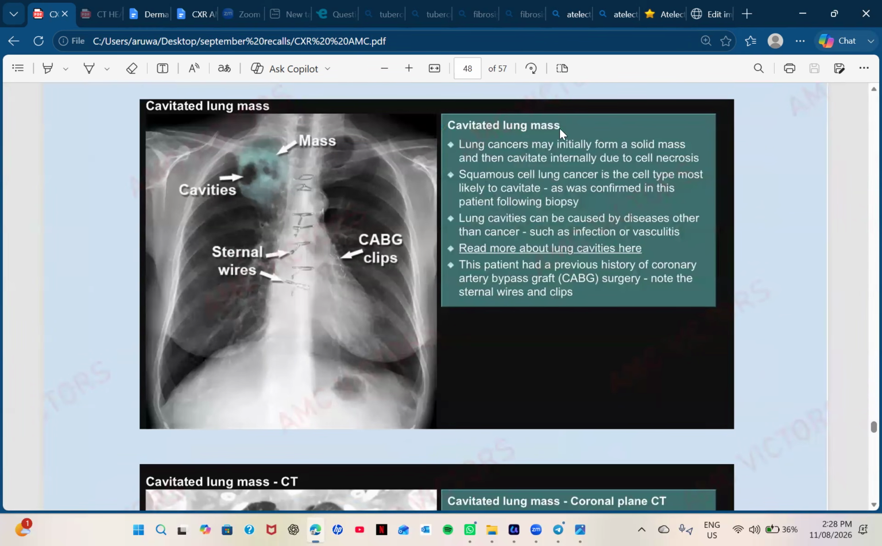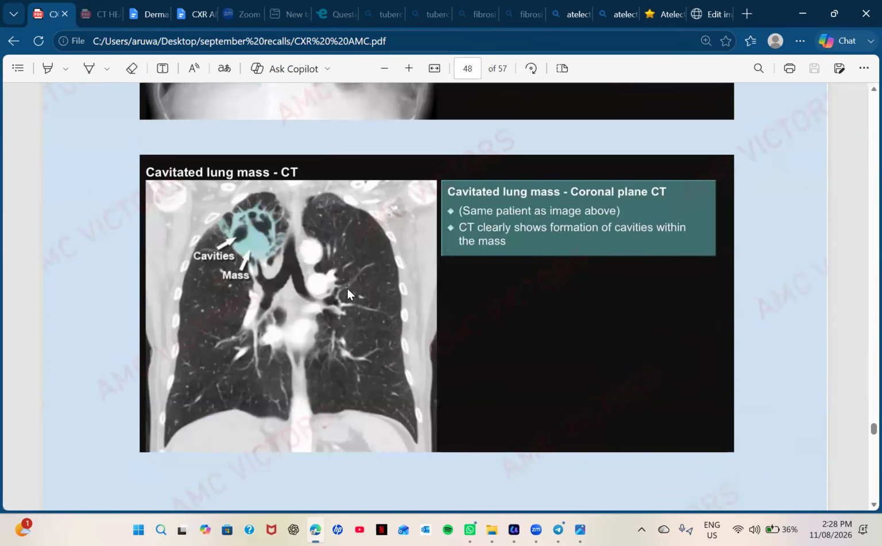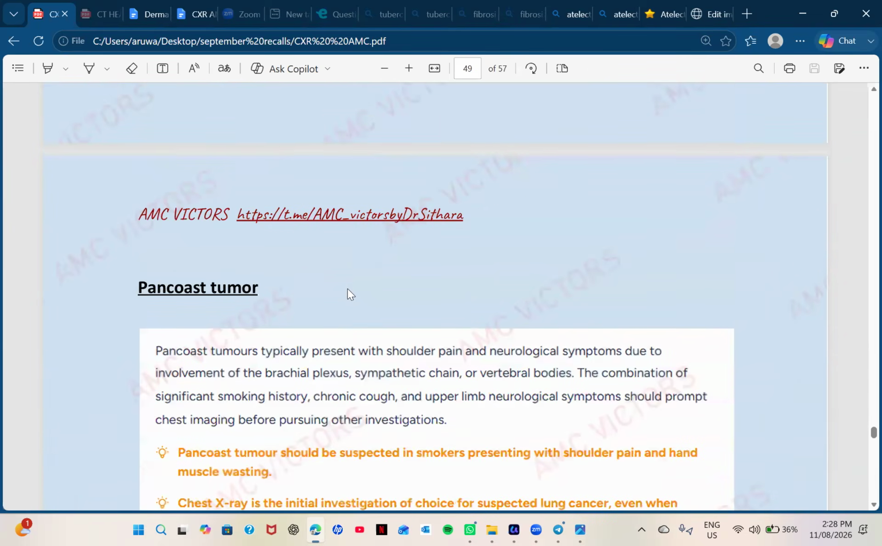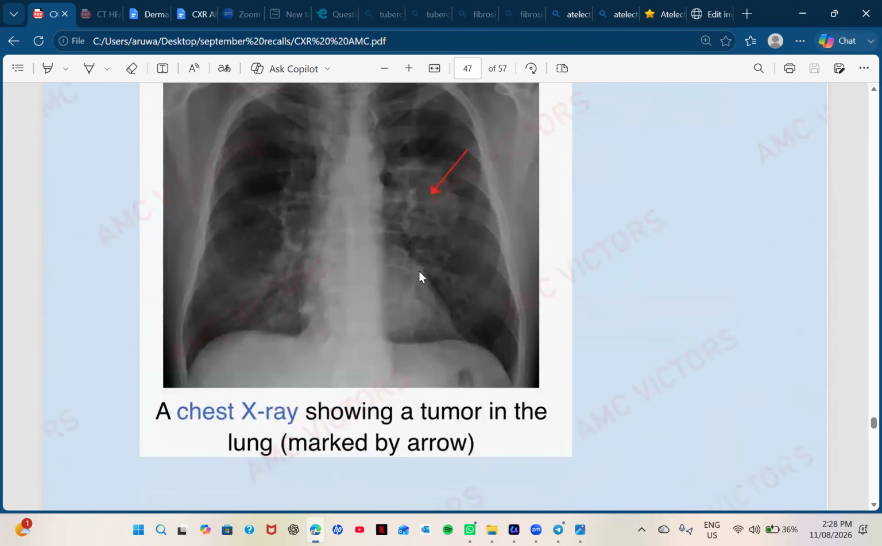And here a cavitational lung mass also. So how does a cavitational lung mass look? Can you see the mass here and the cavities? It's a cavitational lung mass. Then what else? This is the CT. Okay, so this is the cancer picture. It can be anywhere, right? But you can see this kind of appearance, right?